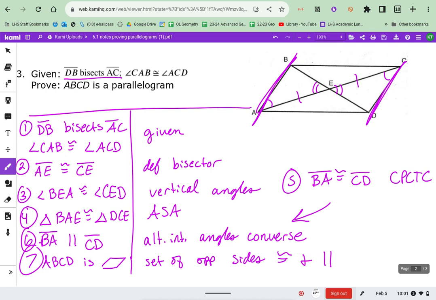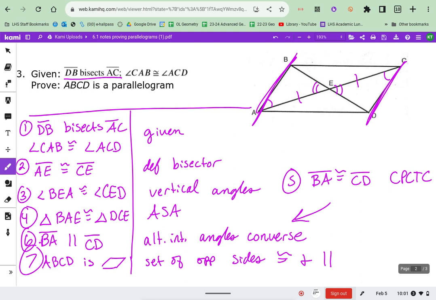And then, because these angles that it had given me in the given are alternate interior and congruent, I can use the alternate interior angles converse to prove that the lines they're attached to are also parallel. And so then I can use the property that a set of opposite sides that are both congruent and parallel proves that it's a parallelogram. So that's the simplest way I found to do it.